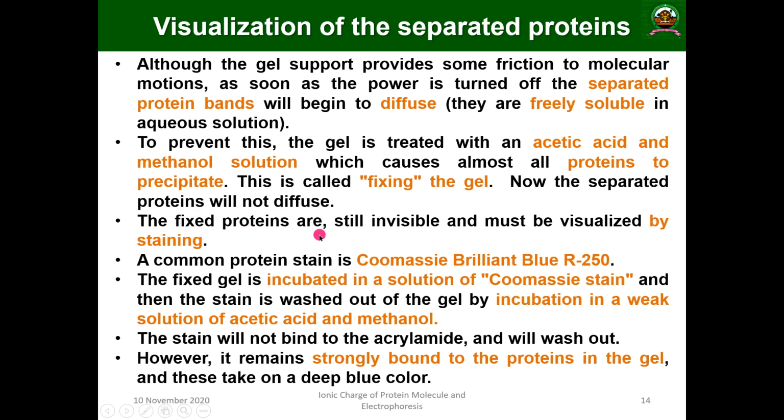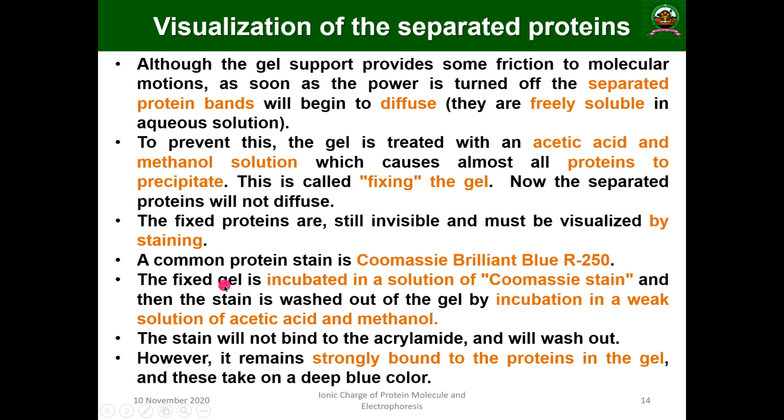Then the fixed proteins are still invisible, but must be visualized by staining. We can see only blue colored regions, and the fixed proteins are not clearly visible because everywhere it is light blue. So you need to stain the gel. What is the common stain we use to stain SDS-PAGE? That is known as Coomassie Brilliant Blue R250.